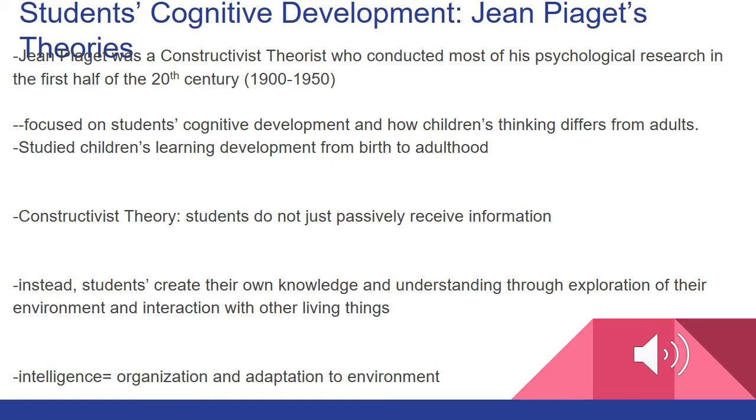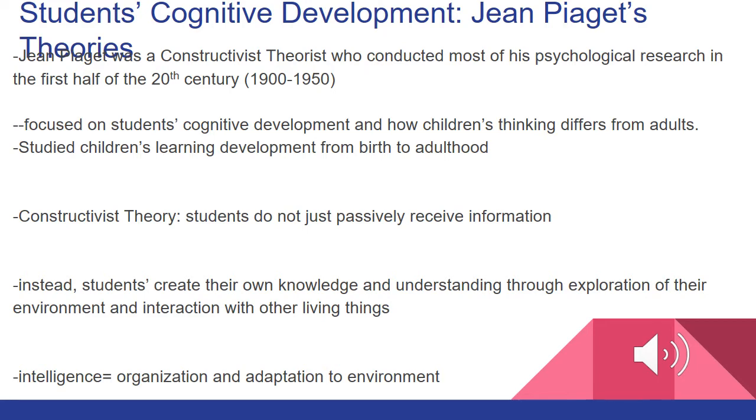Let's begin with one of the principal theorists in educational psychology, Jean Piaget. Jean Piaget was a constructivist theorist, and we'll explain more about constructivist theory in a little bit, who conducted most of his psychological research in the first half of the 20th century. Although I put that on the slide, it's actually true that he even continued with his research up into the 60s and 70s, so it was pretty amazing. He had a very impressive and long academic career.